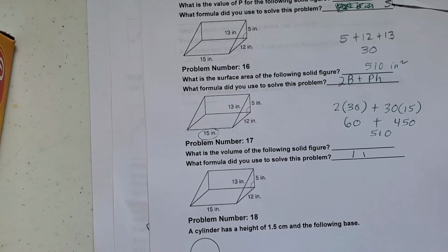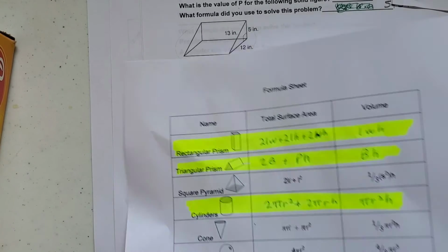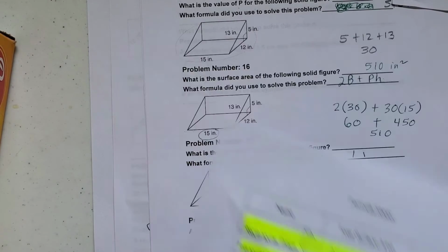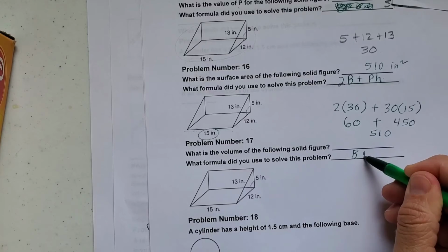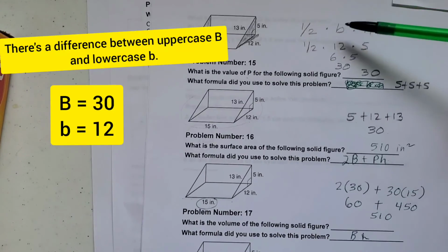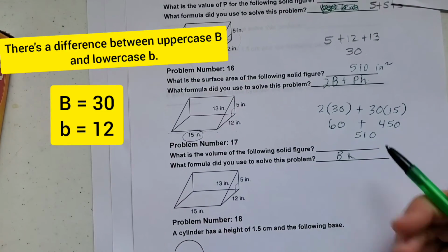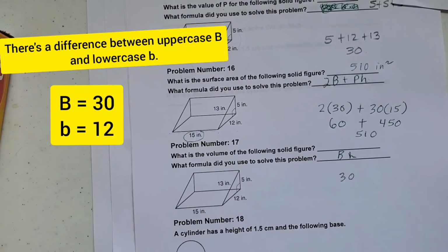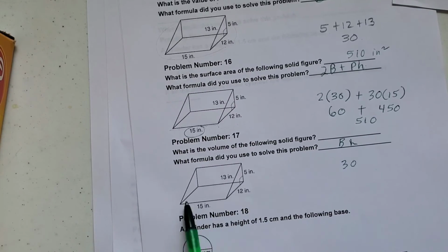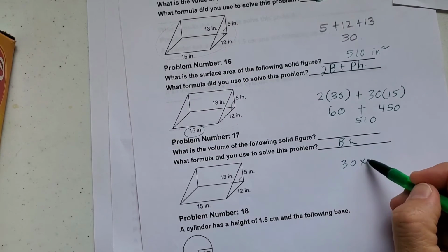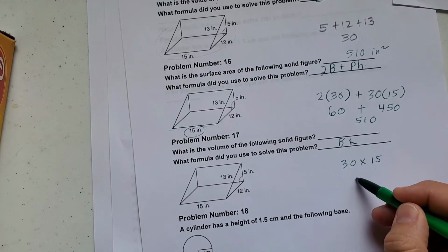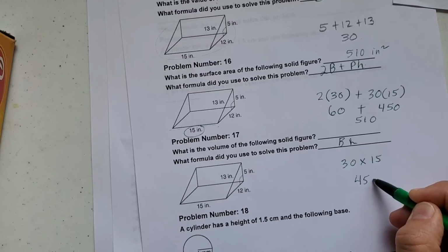Alright, number 17, what is the volume of the solid figure? Going back to the formula sheet, the volume is just base times height. The base, remember it was up here, was 30, so we just have to write 30. Height, again, this is the height of the whole prism, 15. And 30 times 15 is 450.